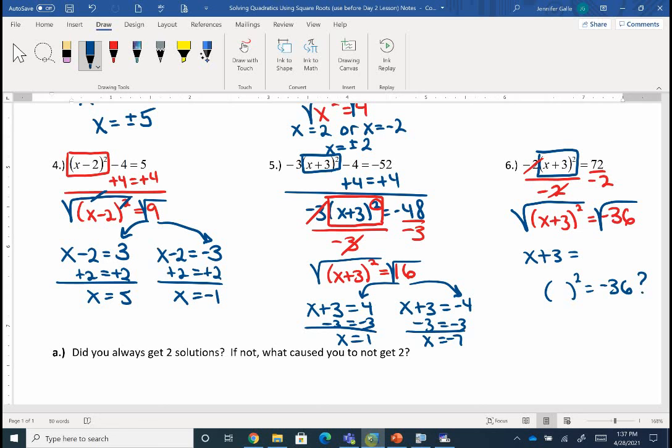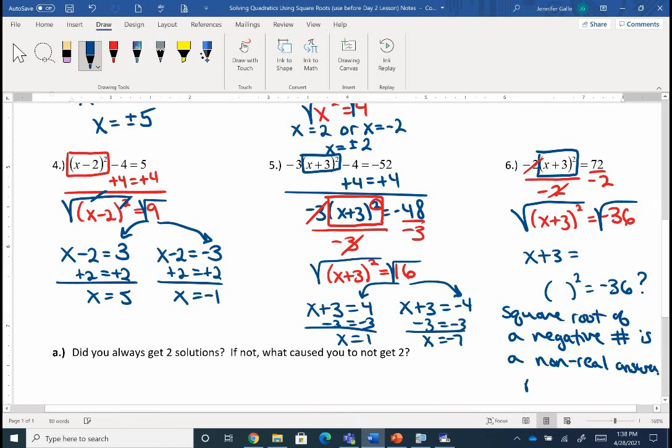So if you're solving your equation and you come across the square root of a negative, here's why it's so important to watch your signs when you're adding, subtracting, multiplying, dividing. We can't find the square root of a negative. So I'm going to make a little note here: the square root of a negative number is a non-real answer. So we would just simply write no solution.